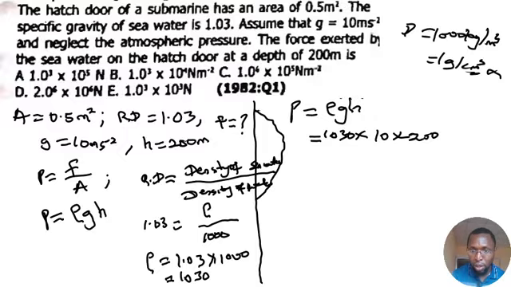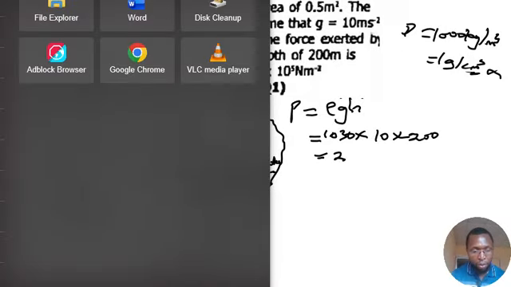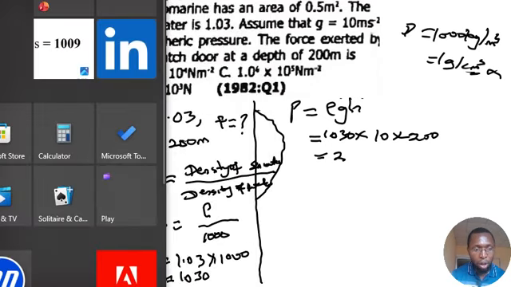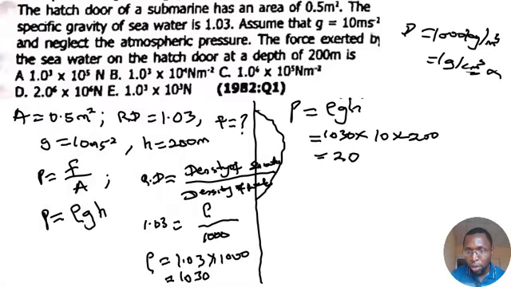So this amounts to 2,060,000, which is 2 million and 60 thousand. Let's call it Pascal. Now, we have to find force.